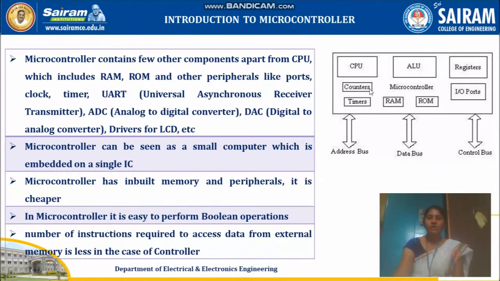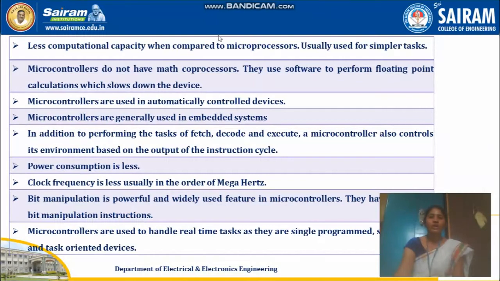The number of instructions to access the data and to manipulate the data is very small. Why? Because the memory is connected internally. There is no need to access external memory in this microcontroller. So the computational capacity is less when compared to your microprocessor, and it is usually used for simpler tasks. It can do math coprocessor work as usual. In a microprocessor also it is possible to perform floating point calculation. In case of your microcontroller also it is possible to do floating point calculation.